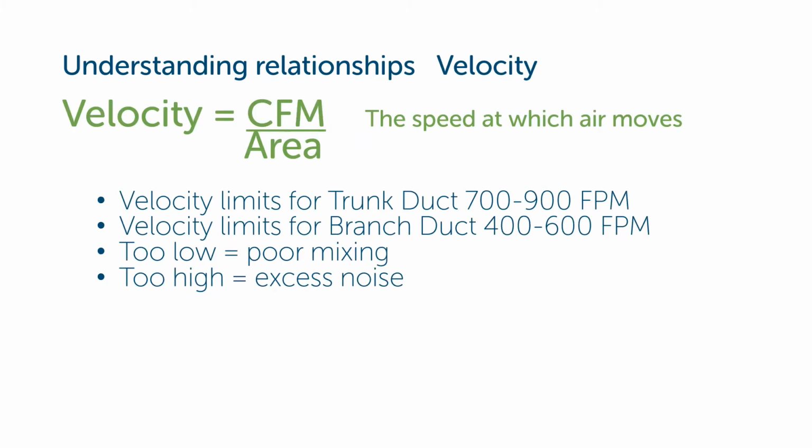Okay, let's talk about velocity for a minute. Velocity is part of the equation that we saw before. Here's a different way of looking at the same equation. We define velocity as the speed at which air moves through the system. And there are some guidelines for how fast we want the air to flow through the trunk ducts and how fast we want it to flow through the branch ducts. In the trunks, we want it around 700 to 900 feet per minute, and in the branch ducts, something like 400 to 600 feet per minute.